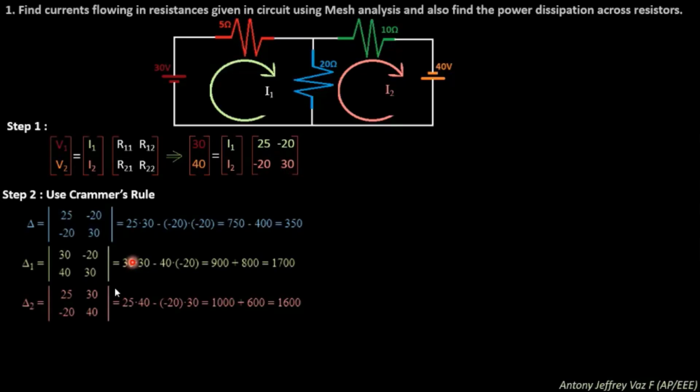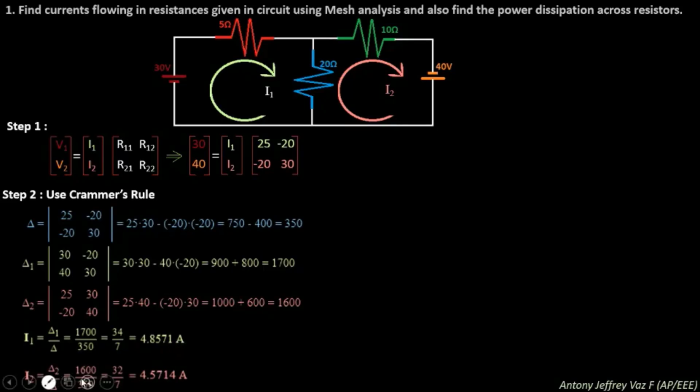And find the determinant value, which is nothing but 1600. After finding the determinant values, we can find the I1 current directly. How will you find the I1 current? It is delta 1 divided by delta value. Delta 1 you know is 1700, delta value is 350. Just divide the two values, you will get 4.8571 amperes, which is the current flowing through I1.